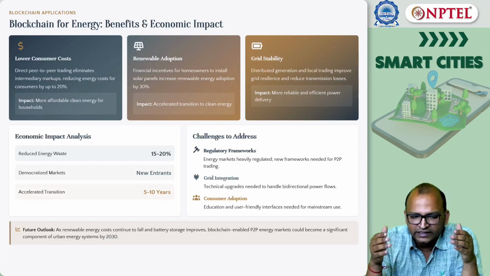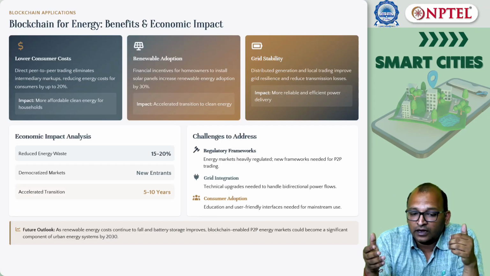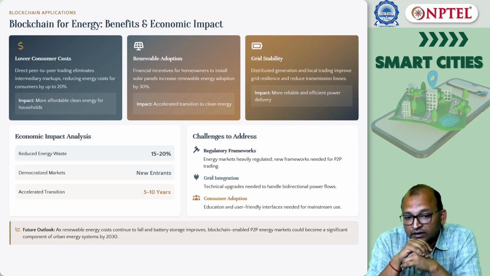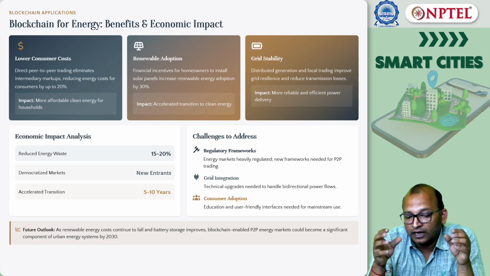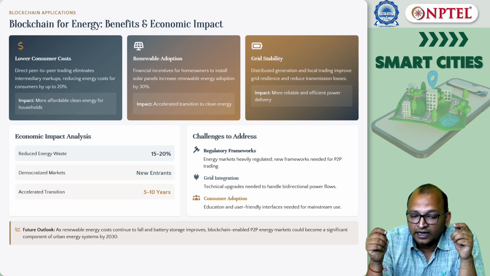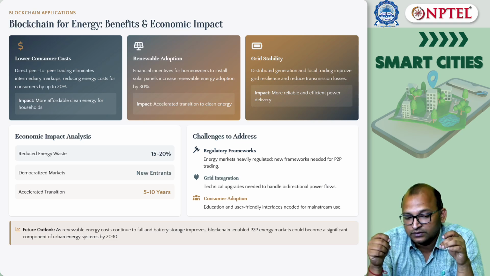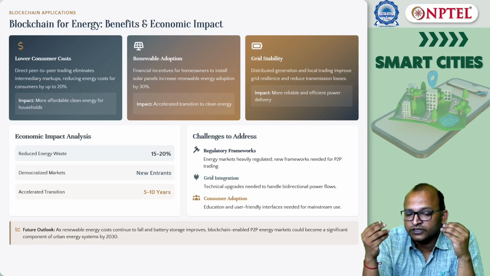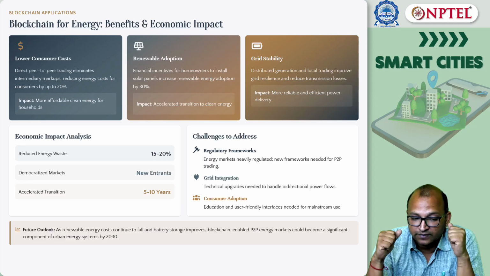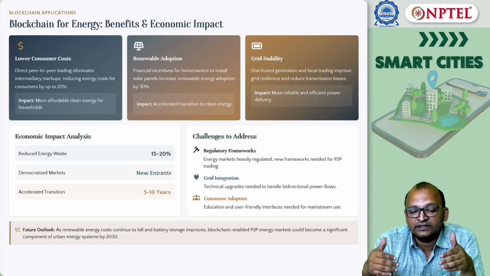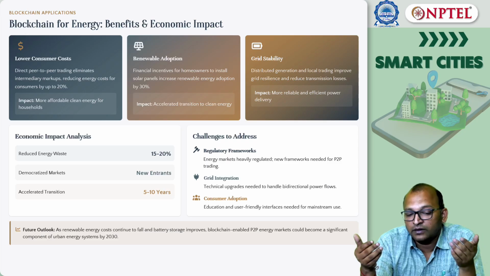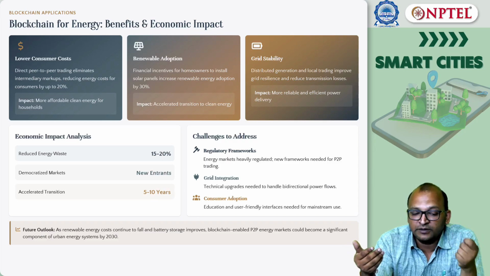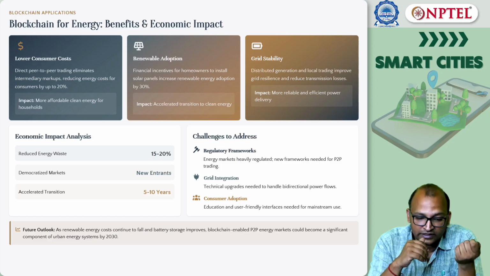Now let's see the benefits and economic impact of blockchain for energy. The three main benefits of blockchain energy trading are: it can lower the consumer cost. Removing the intermediary markup reduces the energy cost by up to 20%. Also, it can increase renewable adoption. Better financial return can make solar panels more attractive, driving a 30% increase in solar installations.